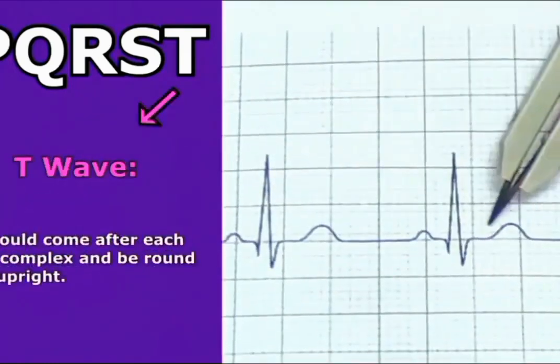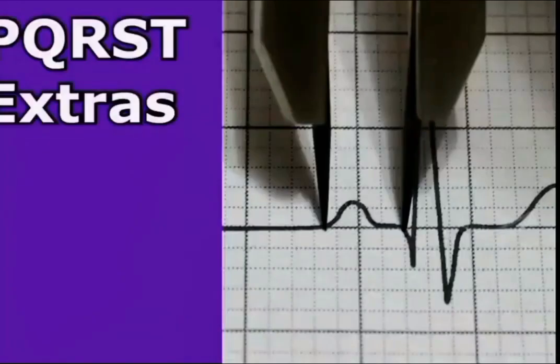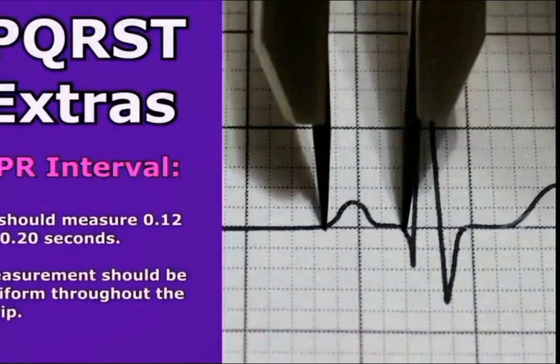It should come after the QRS complex, be round in the upright position in most leads, and then find the extras within the PQRST complex, those intervals and segments. So look at the PR interval, measure it. Again, it starts at the beginning of the P wave and extends to the beginning of the QRS complex. It should be 0.12 to 0.20 seconds, and the measurement should be uniform throughout that strip.